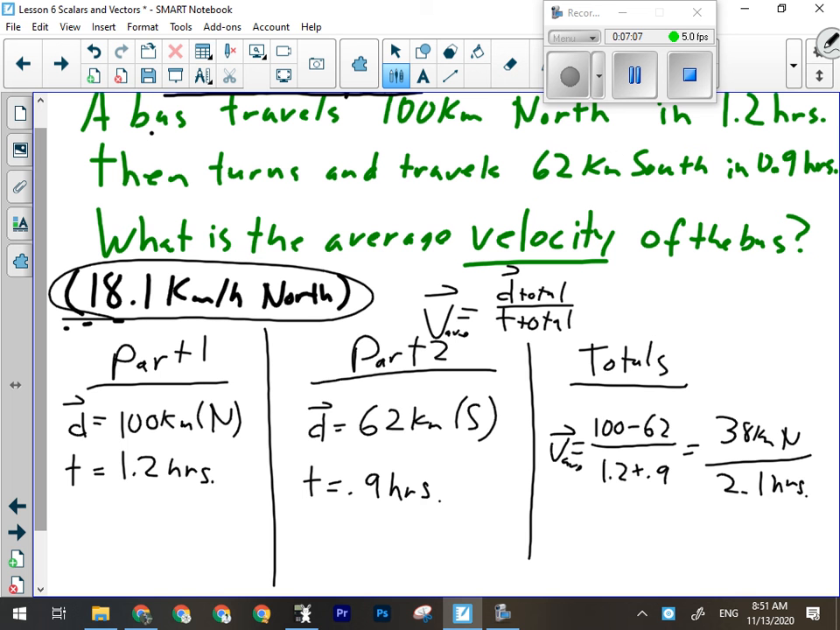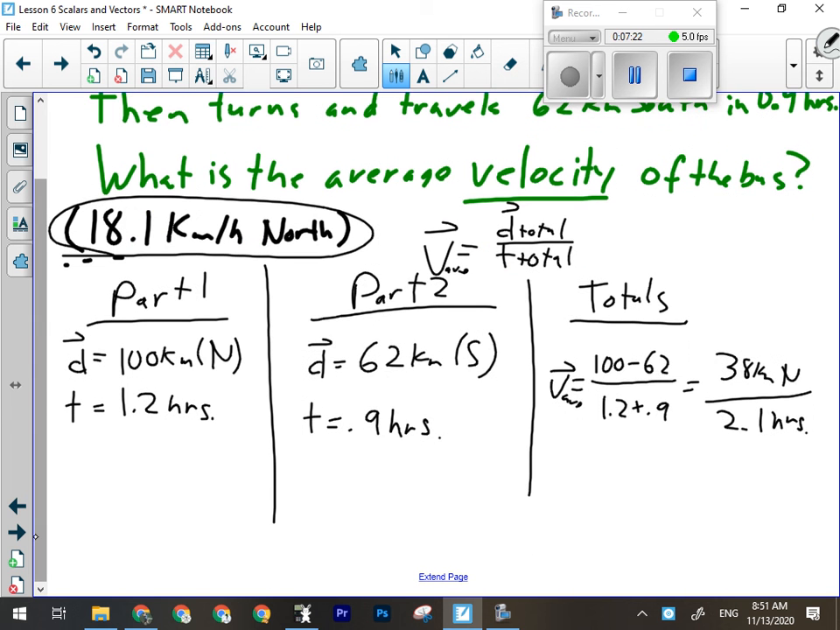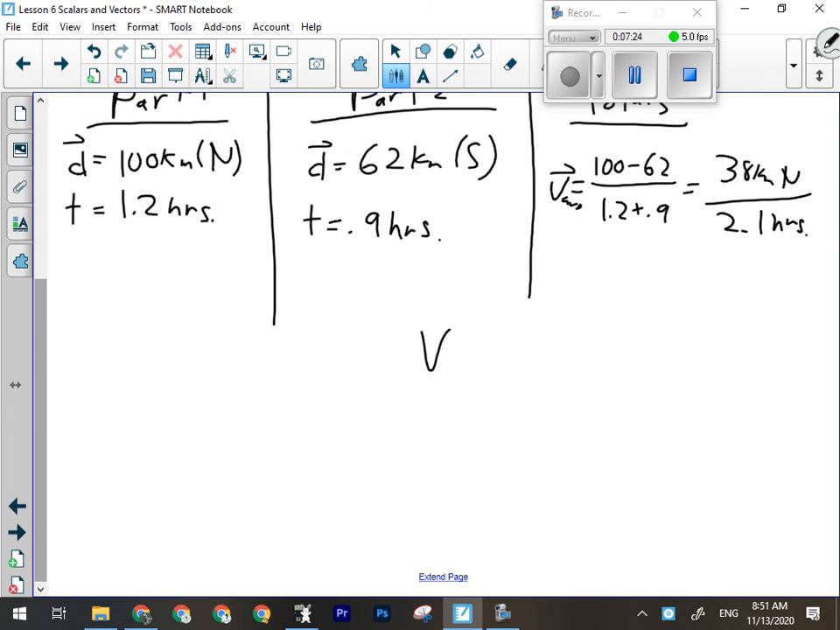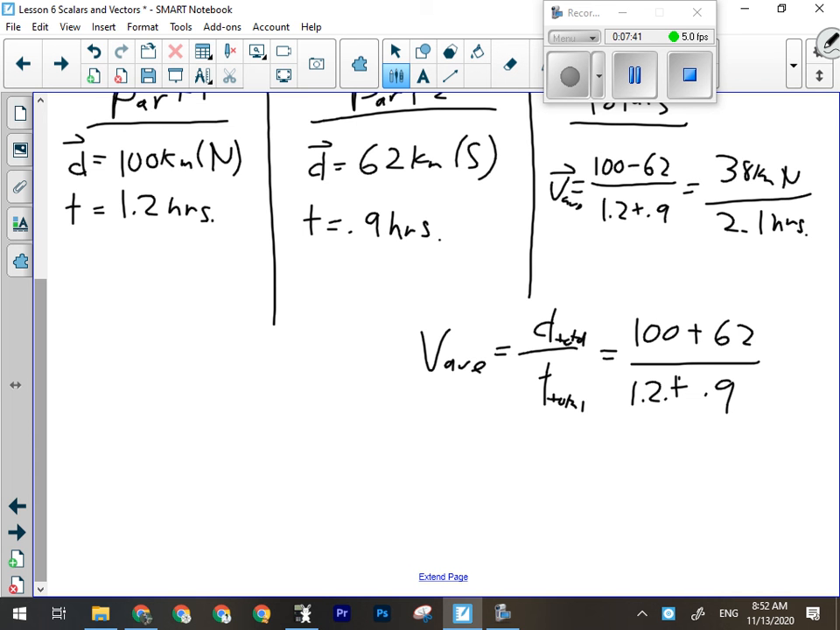Remember, distance is scalar. It doesn't care whether I backtrack or not. It just cares how far I go. I go 162 kilometers here. Yes, I only end up 38 kilometers north of where I started, but I still travel 162 kilometers. So if I'm calculating average speed, because it is scalar, direction doesn't matter. So total distance over total time. That's going to be 100 plus 62 this time, divided by 1.2 plus 0.9.